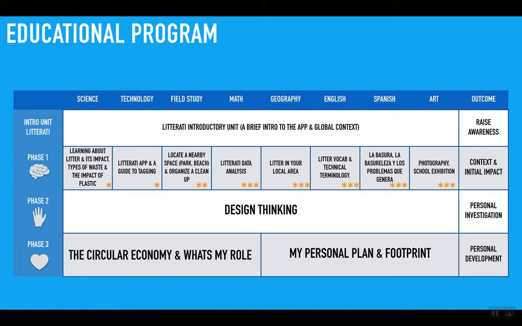Phase 2, we've teamed up with an organization called Design for Change, and that's using design thinking to be able to tackle this problem and let the students create their own solutions. And then in phase 3, we introduce the circular economy, and really encourage the students to build their own business and circular economy around this. And then there's also a final personal plan and a pledge.